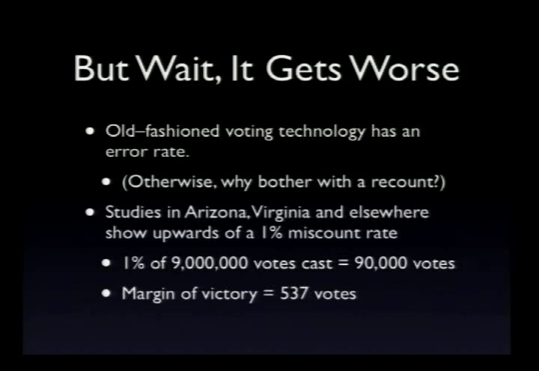A 537 vote margin of victory versus 90,000 votes which were simply counted erroneously. We know they were counted erroneously because that's the error rate of the system.